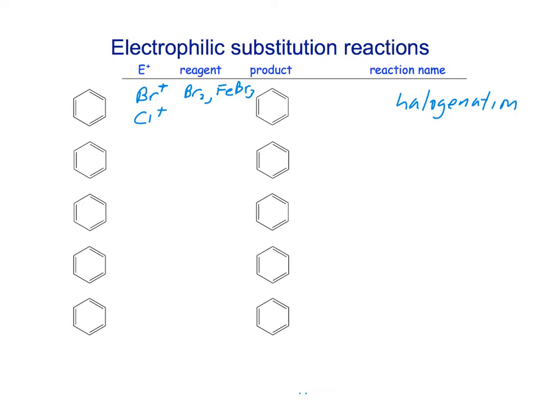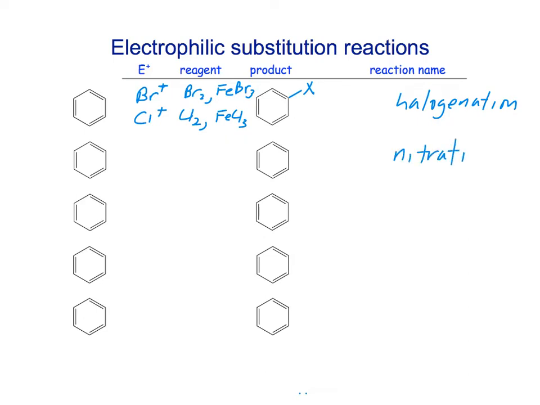If we're doing the chlorination, we do it the same way, but instead of using iron tribromide, we use iron trichloride, okay? Because those we're going to kind of be exchanging. And the products that we're going to get, I'll just put an X here, is just going to put one halogen on the ring. Okay? And substitute for a hydrogen.